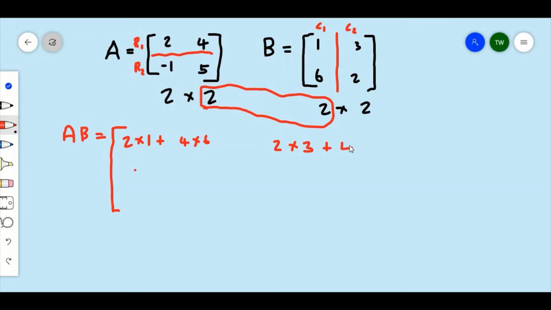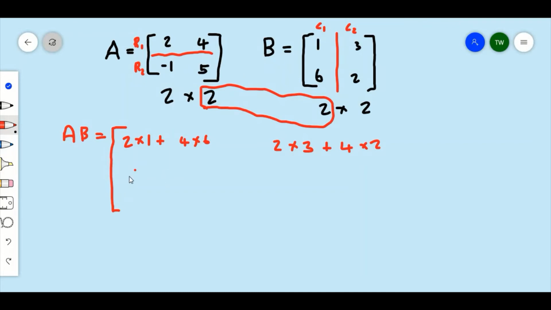So it's going to be 4 multiplied by 2. Clear? So the first term, which is 2, multiplies the first term in column 2, which is 3. The second term in row 1 multiplies the second term in column 2. Alright? Now we are finished with row 1. So now we are going to use row 2 to multiply column 1.